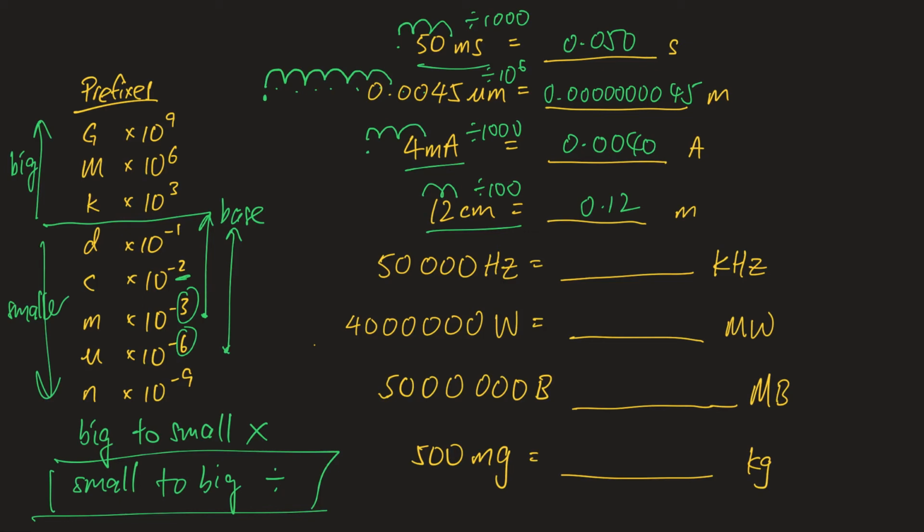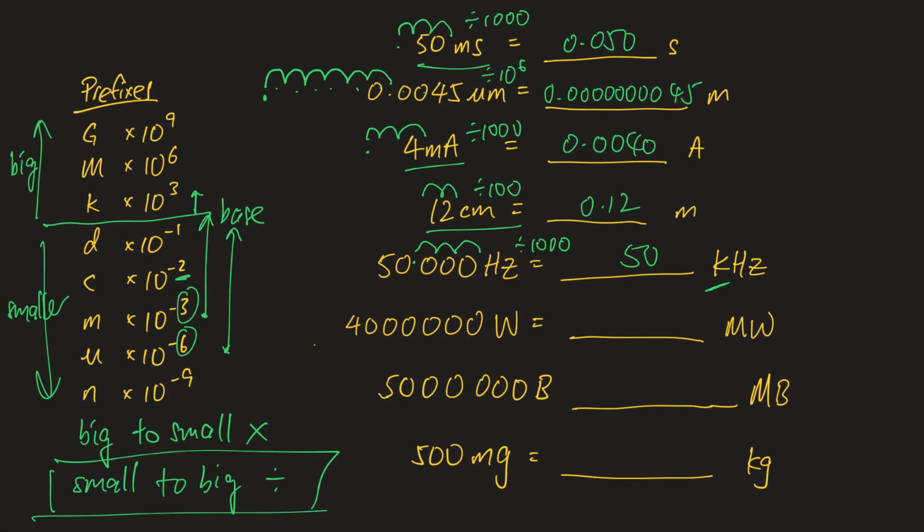And the next one, 50,000 hertz here. I'm going to change it to kilohertz. So from here, the base, you're going to change it to kilo. So small to big, I divide. Because of the kilo, divide by 3 zeros. So 1, 2, 3. So it becomes 50 kilohertz.